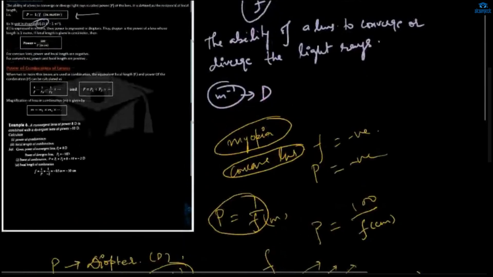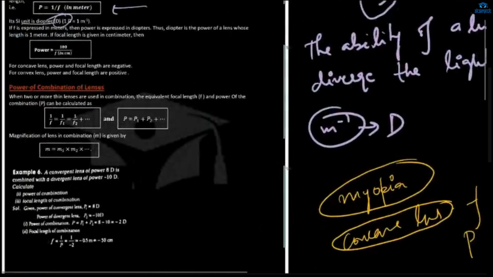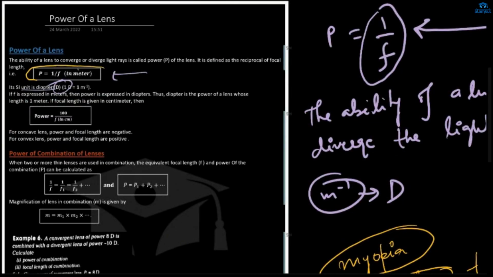Now here we have three formulas: power is equal to 1 by f, second, P is equal to P1 plus P2 and so on, and m is equal to m1 into m2 and so on. These three are the formulas, and these are the derived ones. You can also say that this is a formula too.